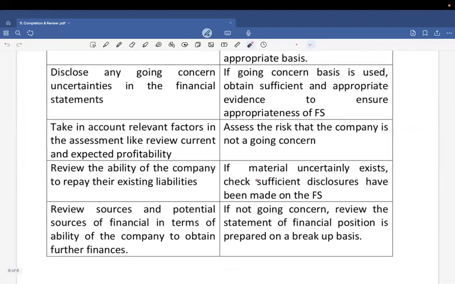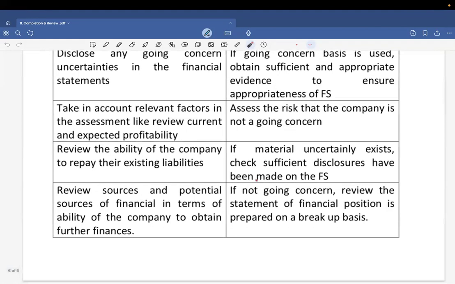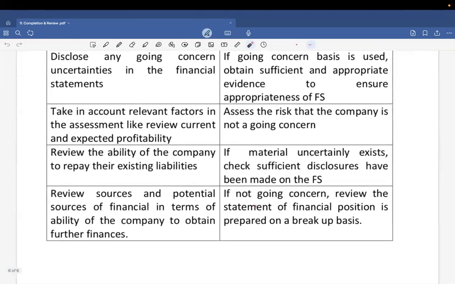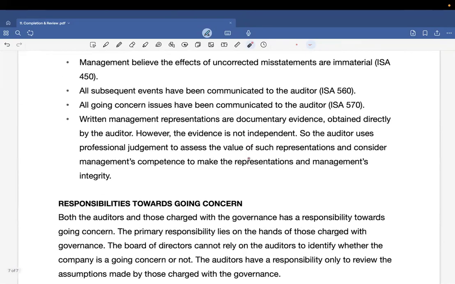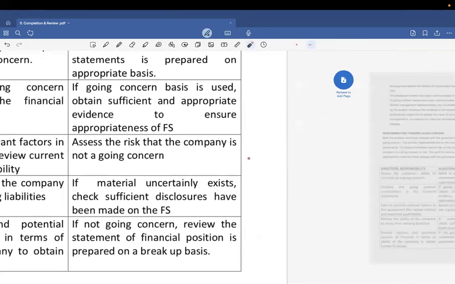Okay. And if the auditor has discovered any material uncertainty, he's going to check whether the company, the client, has actually disclosed it in the FS. Clear? If the company is not a going concern, he's going to review the financial statements in order to ensure that they have been prepared as per the liquidation basis. Clear? Understood? Yes.